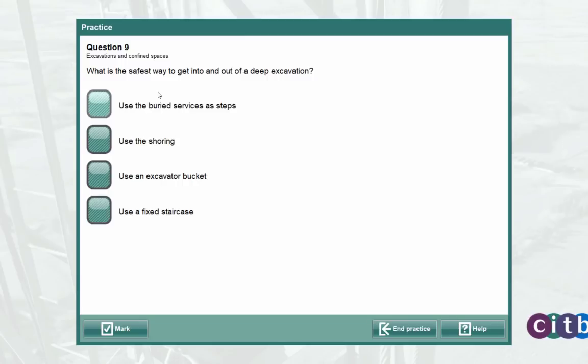What is the safest way to get into and out of a deep excavation? Use the buried services as steps. Use the shoring. Use an excavator bucket. Use a fixed staircase.